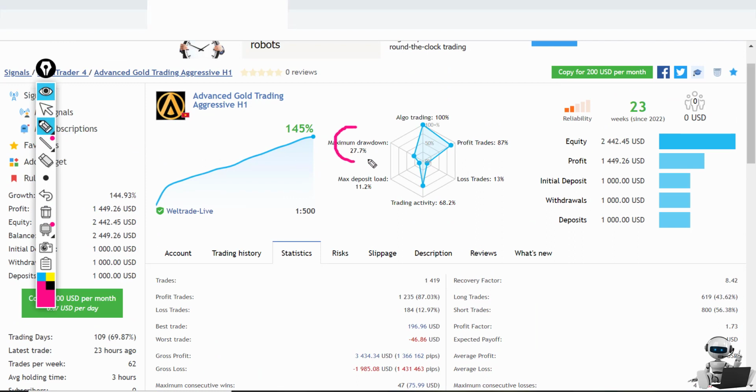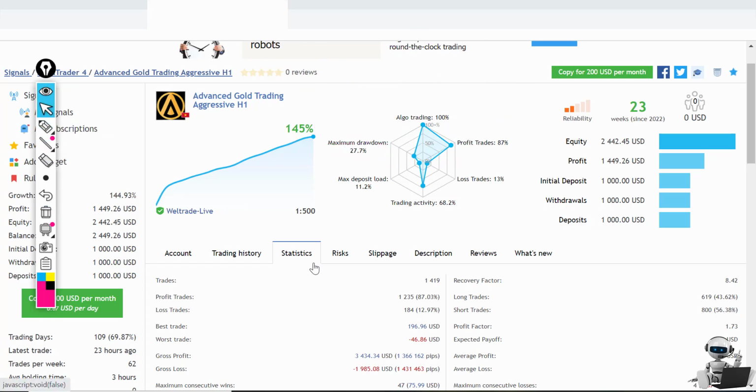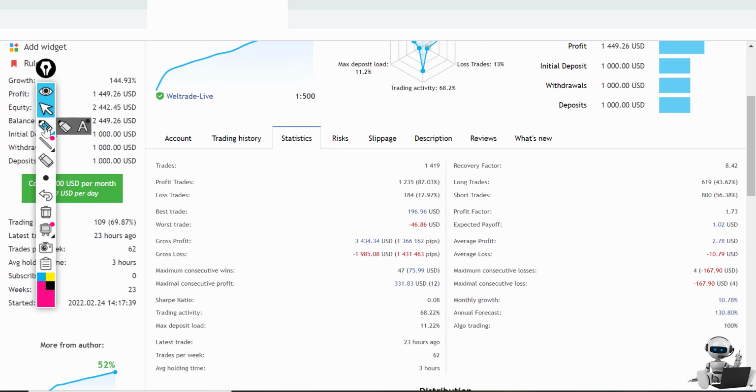The drawdown is 27%. So for example, to reduce this amount, I think you can bring it down to 20, but your profit will maybe be 5 to 10% lower. But at the end of the day, there is no gain without a risk. So you can see the win rate is better than the losing trade.